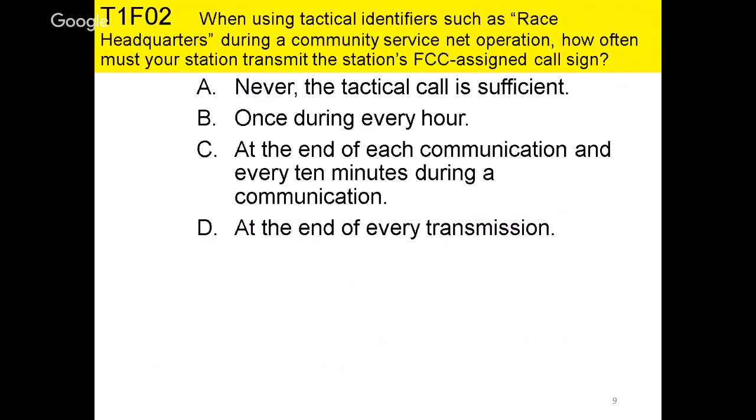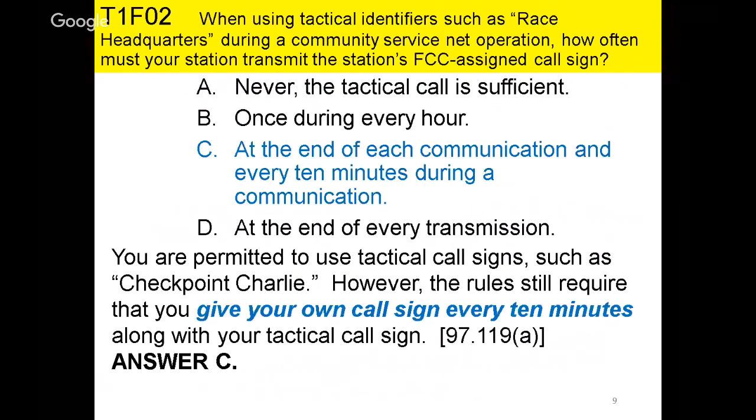As far as tactical identifiers are concerned, this is a little touchy subject for some people. You still have to use your FCC assigned call sign. It's not that you can't use tactical identifiers. You're still legally obligated to use your call sign at the end of each communication and every 10 minutes during communication. So that is very important to do. However, with the tactical call sign, you can say, this is Checkpoint Charlie, N3LMS, and you've satisfied the requirement. You can still use them.